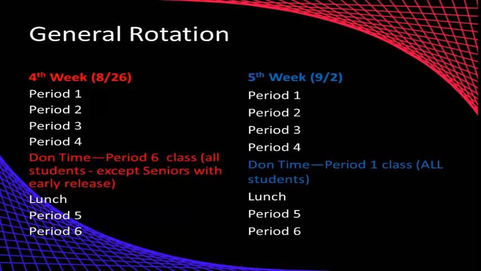During the fourth week of school, the dawn time class is the period 6 class, so students will report to their sixth period classes during dawn time. This is highlighted in red. Then, during the fifth week of school, dawn time will be the period 1 class time, so students will report to their period 1 classes during dawn time. This is in blue on the right side.